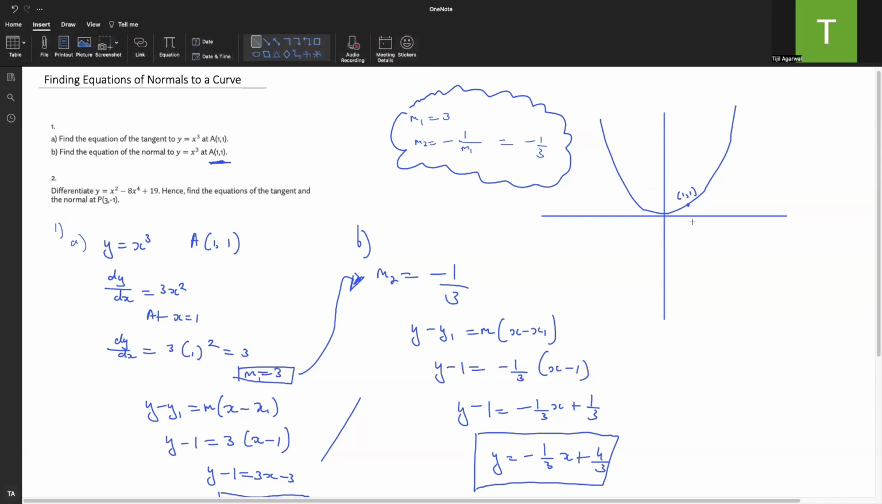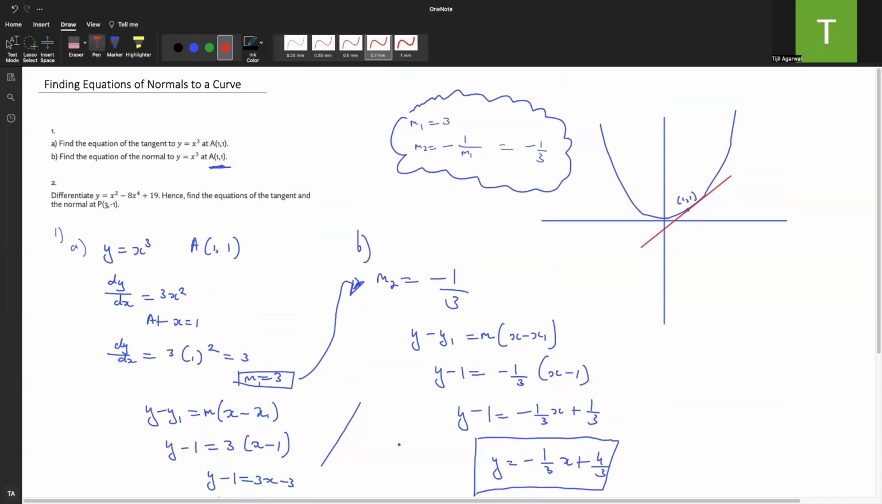In another color, let's draw the tangent properly. So the equation of the tangent is going to be here. That's the tangent at the point (1, 1), and the equation of this tangent is what we calculated. If you write that equation down, y is equal to 3x minus 2.